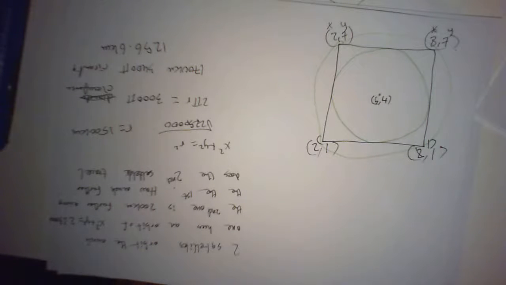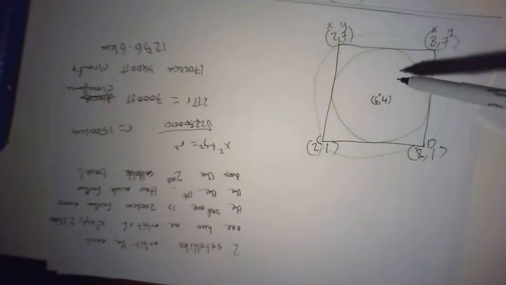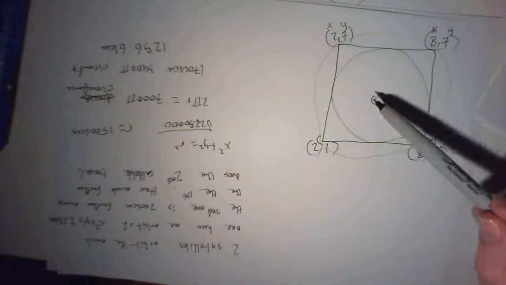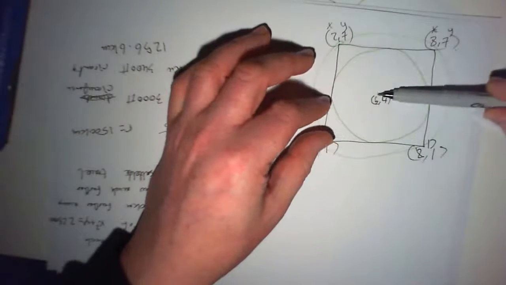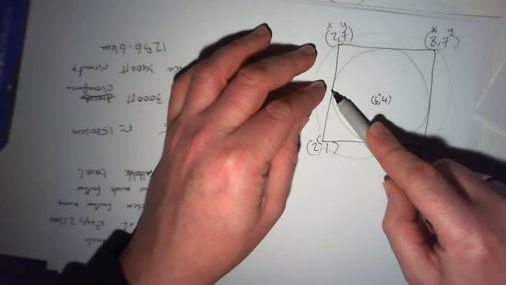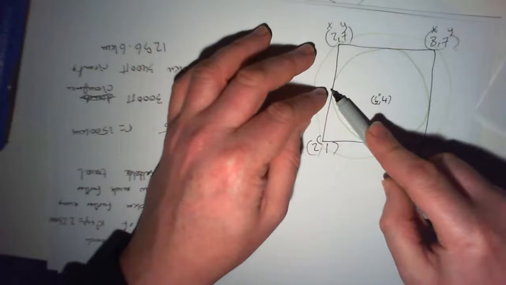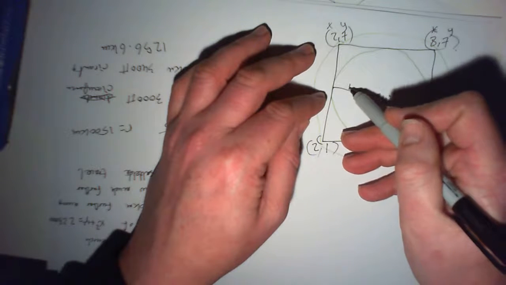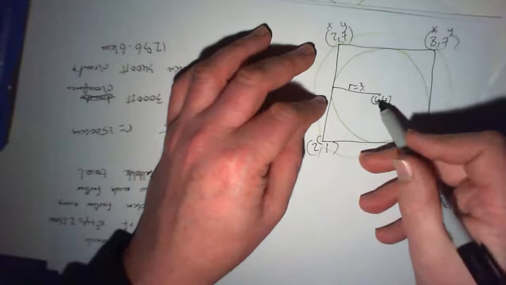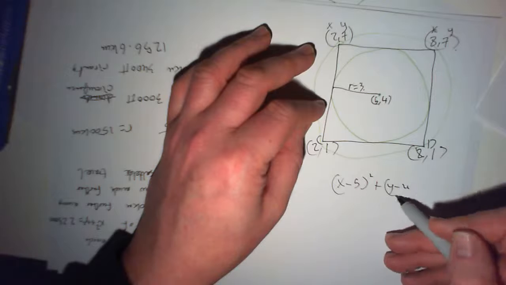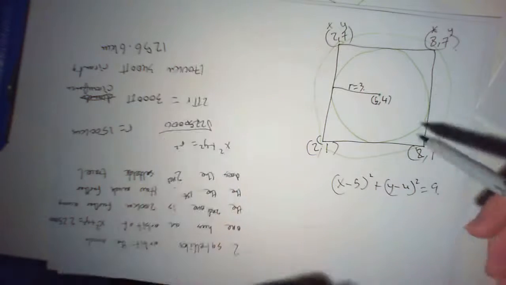The question though becomes, how do we figure out the largest circle that could possibly fit in? That circle can only have a maximum radius from there to there. So it can only have a maximum radius of 3, because it's 6 right across. So now we have a center and a radius. So it's (x minus 5) squared plus (y minus 4) squared is equal to 9. It has to be that circle.